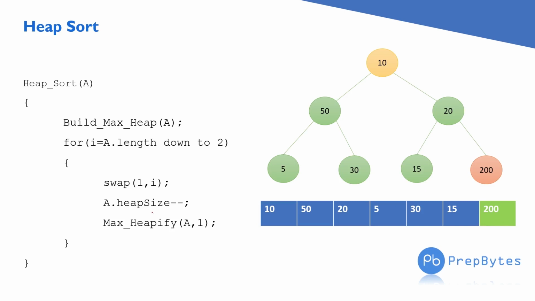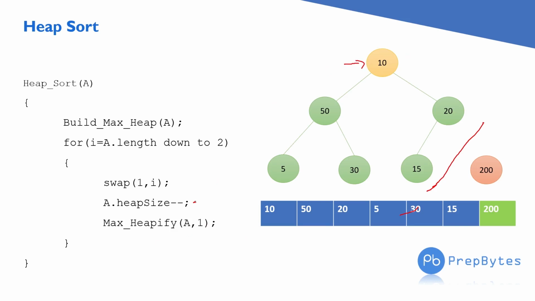The next step is decrease the heap size. So let's decrease it. We have decreased the heap size. Heap is this much only. Okay. So this is not in our heap anymore. Correct. So after that, since we are not following the max heap property at the root, you have to call the max heapify at root.